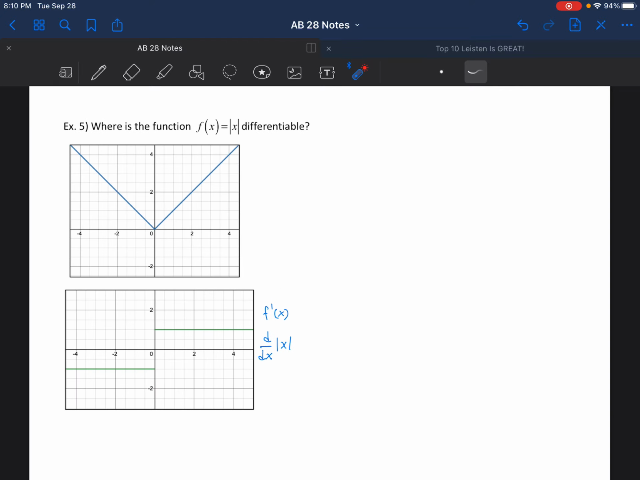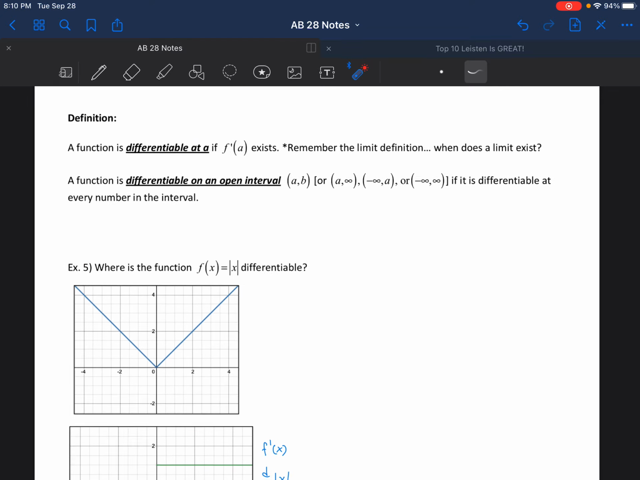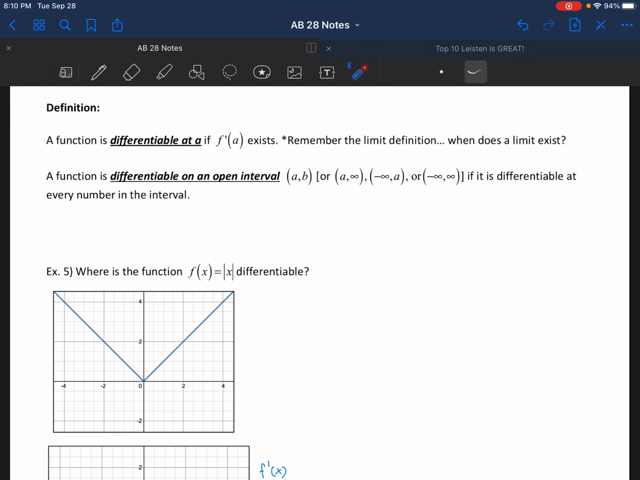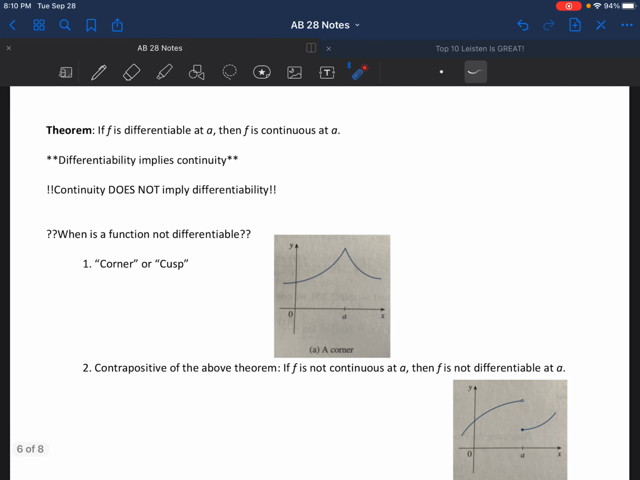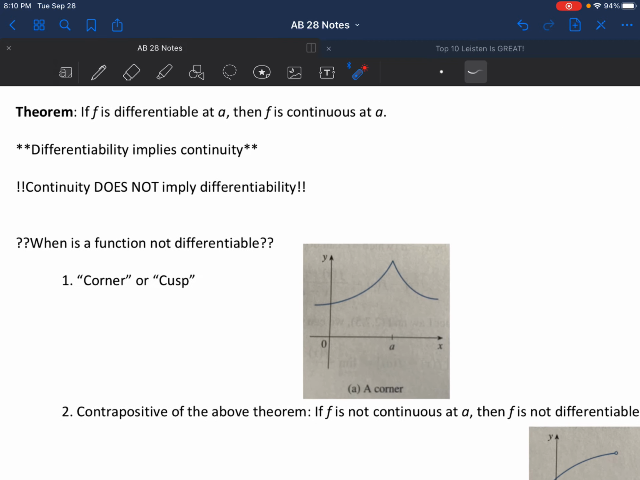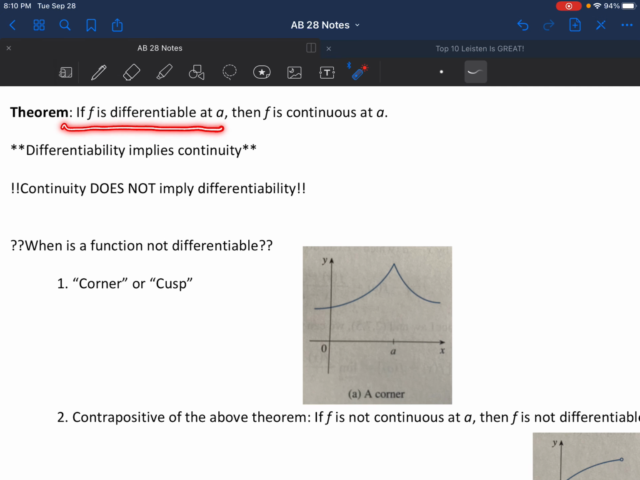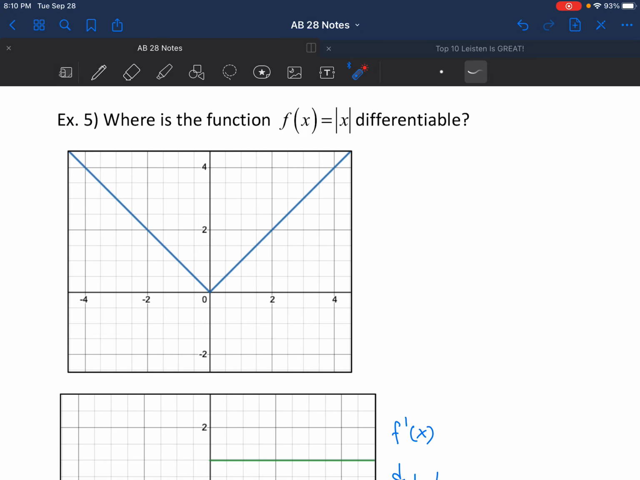Now, where else is a derivative not defined or does not exist? Where else does a function fail to be differentiable? We've got a few different examples. First off, we're going to use this new theorem. If a function is differentiable at a value a, it is guaranteed to be continuous. So differentiability implies continuity. If something is differentiable, it must be continuous. It doesn't go backwards. Just because something's continuous does not mean that it's differentiable. Absolute value is continuous, but is not differentiable at 0.